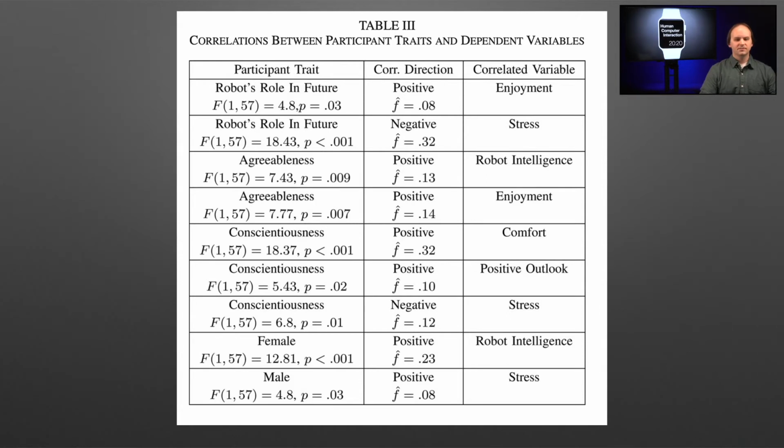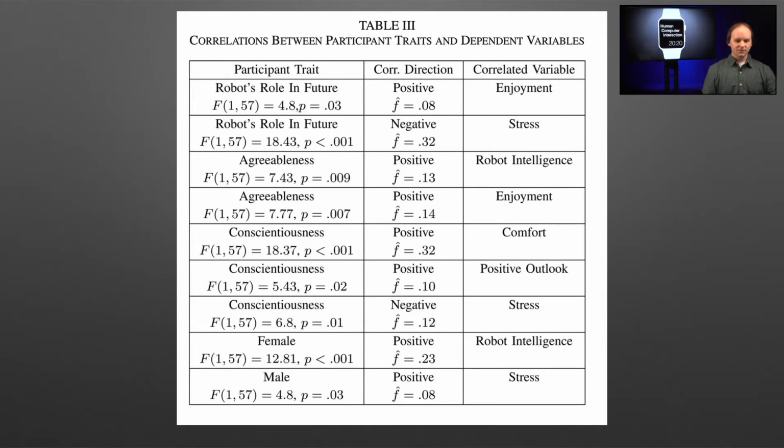So we talked about the covariates, right? Here are some things that for this study we measured about the participants, and what they were correlated with. We asked people what they thought the robot's role in the future would be, and we found a positive correlation with how much they enjoyed participating in the study, which is kind of intuitive. People who had a positive outlook on robots in general enjoyed it more. Whereas we saw a negative correlation with stress, which also checks out in terms of enjoyment. If you're lower stress, you're probably going to enjoy things more. So you can kind of see that between those two.